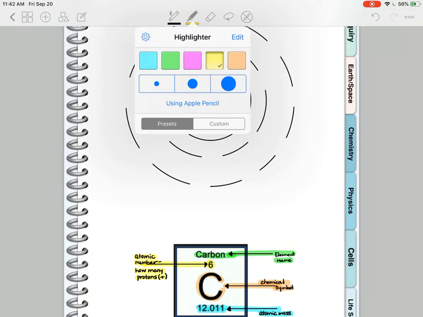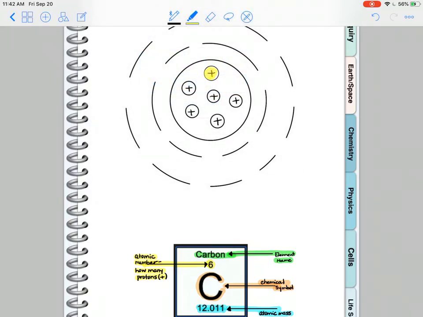And I colored those yellow, so let's go ahead and do that here too. 1, 2, 3, 4, 5, 6. That is what makes carbon. Oxygen is going to have 8 protons in its nucleus. Nitrogen has 7. Hydrogen just has 1. So that number of protons is what determines the element that you're looking at.